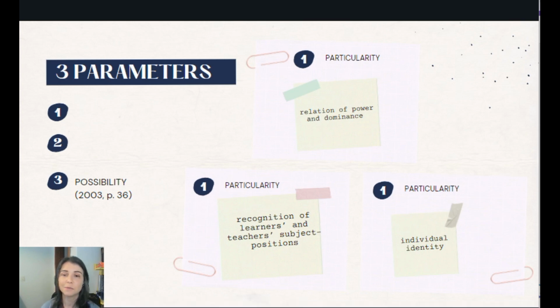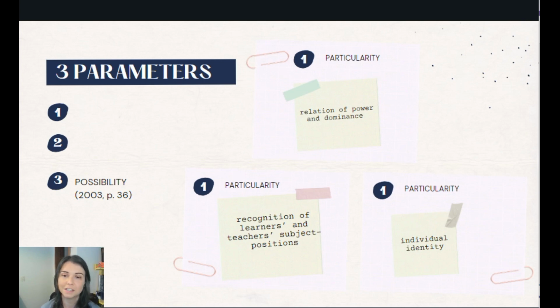It is the relation of power and dominance. So Kumaravadivelu states that every classroom has its own rules. There is a relation of power among the students and between students and teacher. And it is the recognition of learners' and teachers' subject positions. How is this relation being built in every classroom? We cannot say that it is the same in all these spaces that we work.